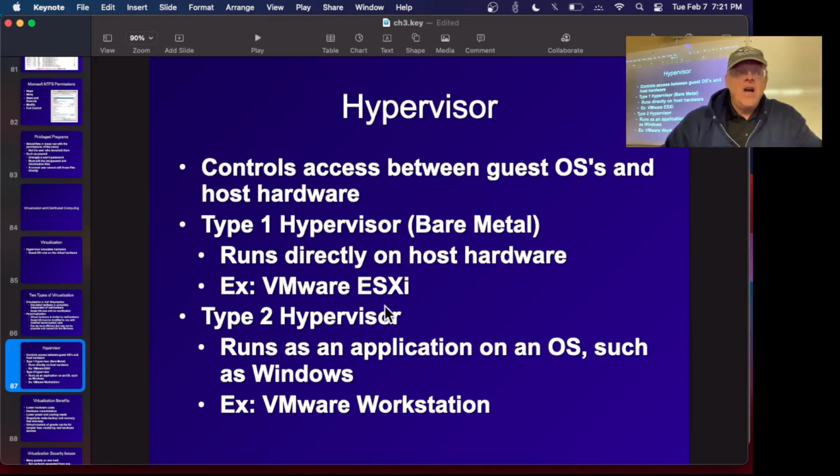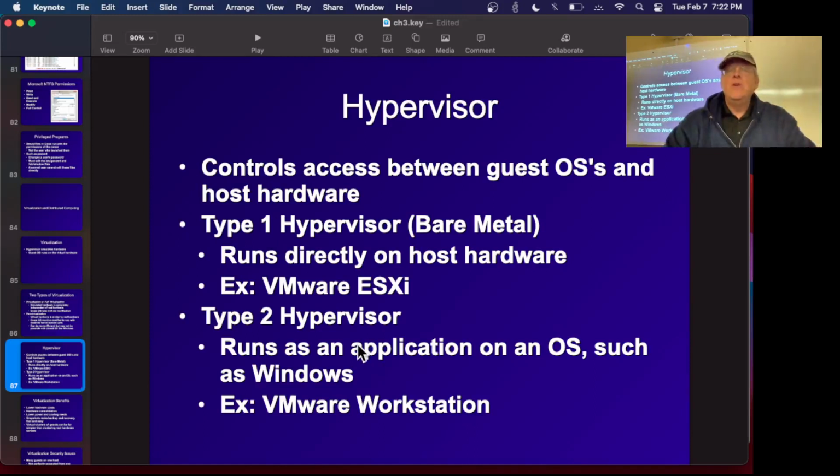So a type 1 hypervisor runs directly on the host, and that's what VMware's ESXi is. It's just a thin operating system just to support virtual machines. You can't actually use the ESXi itself to do anything else. You can't install something like Microsoft Word on ESXi. You just have to install operating systems on it and then run those virtual machines.